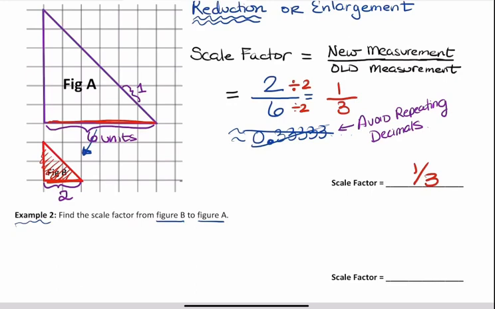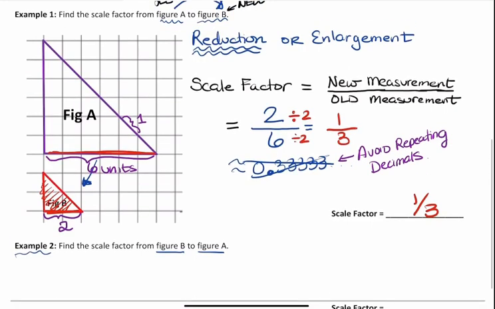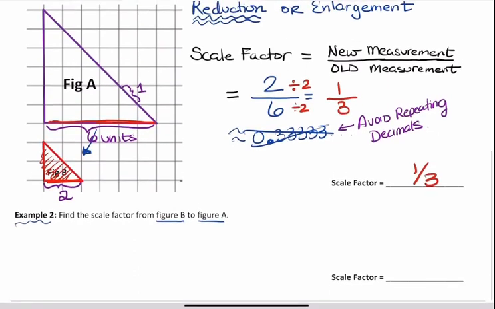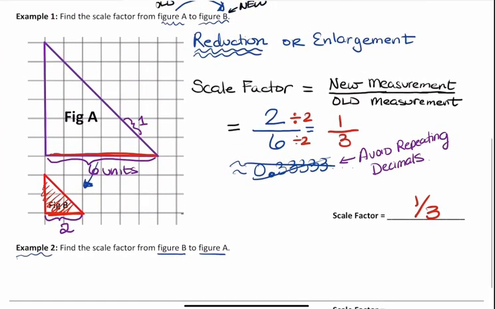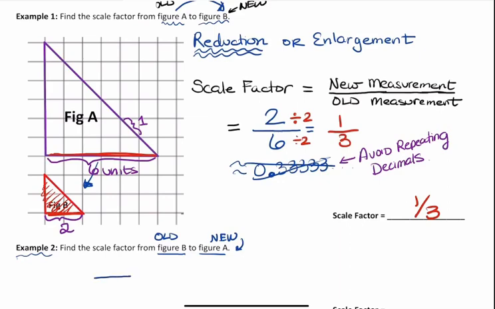And then for example 2 here, we're looking at it the other way around. We're looking at it from B to A. So we're still going to do this the old way. This is our old figure. That is our new figure right there. So for figure B, we're still going to do new over old, the ratio of new to old.